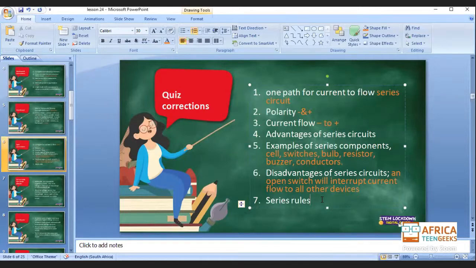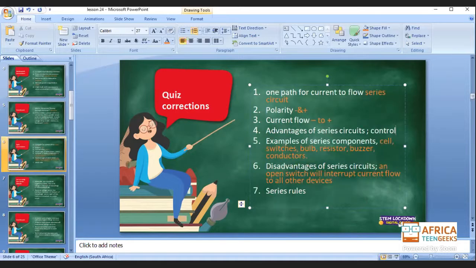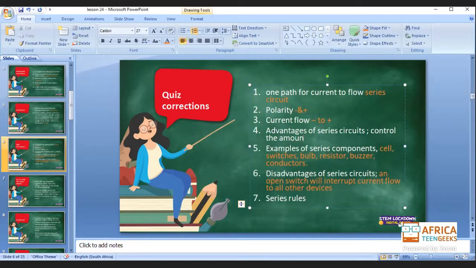Sir, can I please try number 7? All right, let's start with number 4. Okay, answer number 4. So the first advantage is that all circuit components are controlled by one switch. Yeah, control the amount of current flow. And the other one?